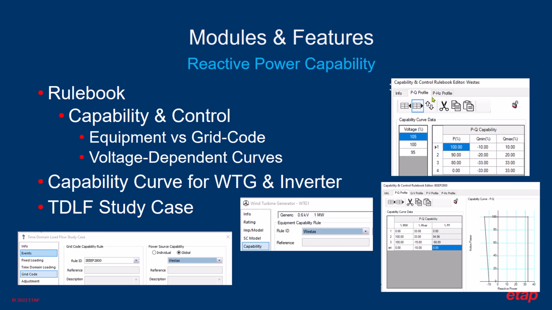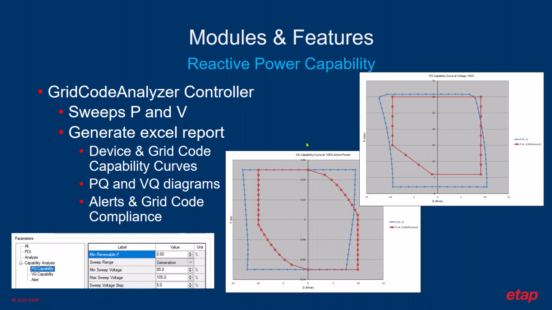Typically for these grid codes, you need to have a voltage dependence for the equipment, so we provide a mechanism for the user to enter that data. We have a predefined rulebook as well that we are expanding. In the demonstration, we will go through this one more time in more detail. Then we have the analyzer.